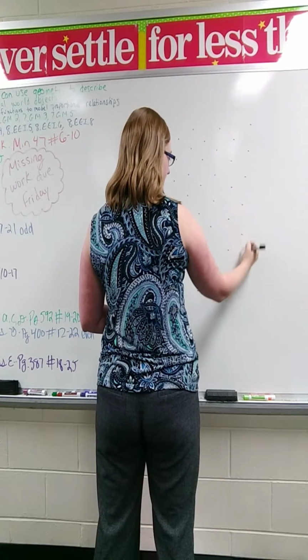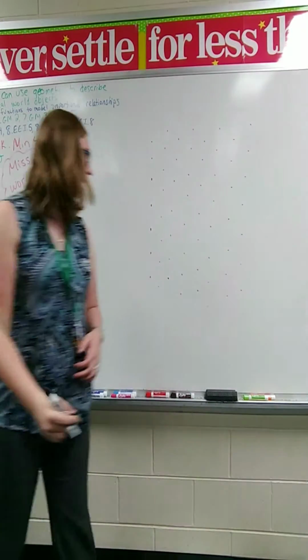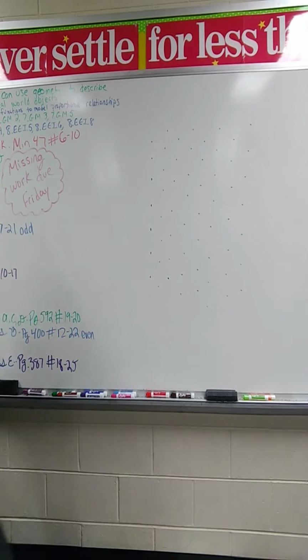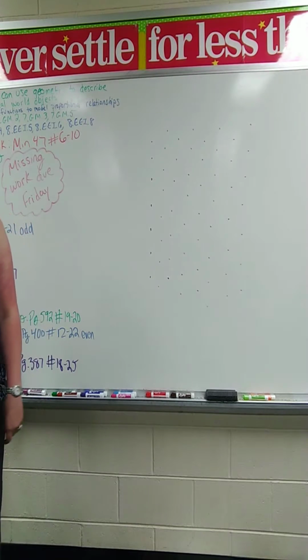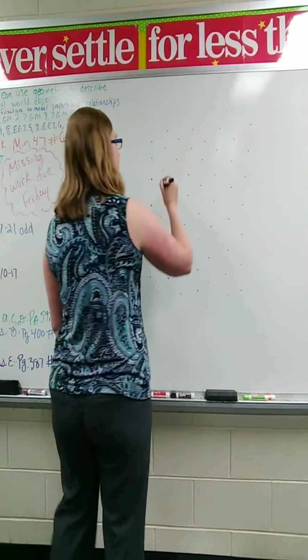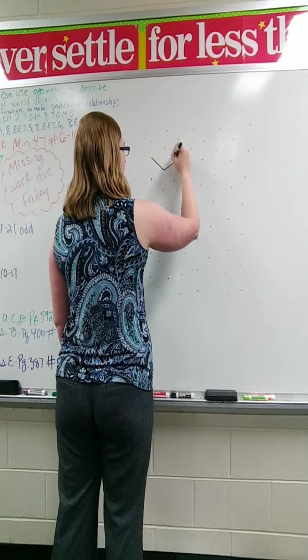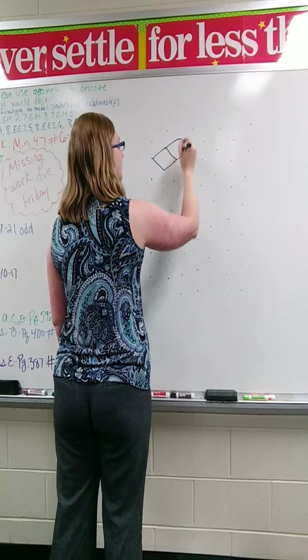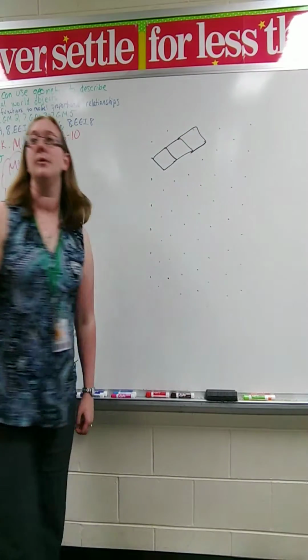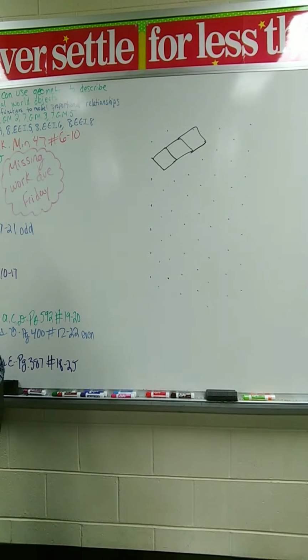Alright. The top of my image says it's 3 squares. So guess what I'm going to do? Draw 3 squares. One, two, three. Alright.